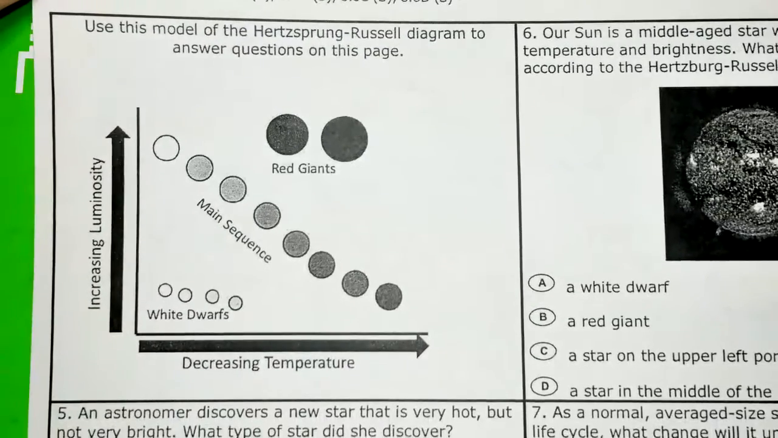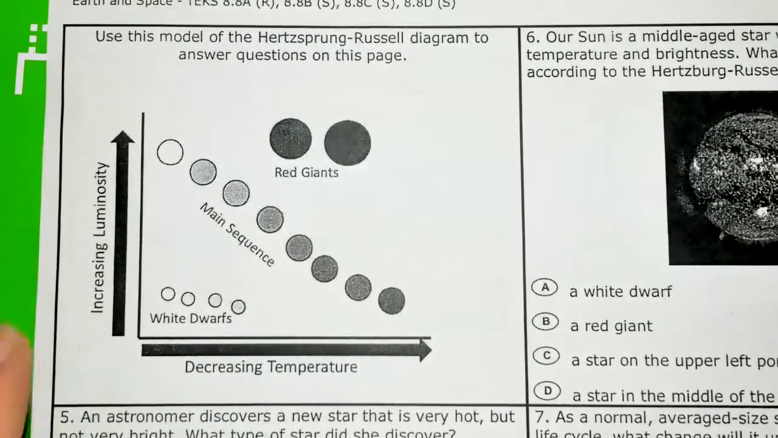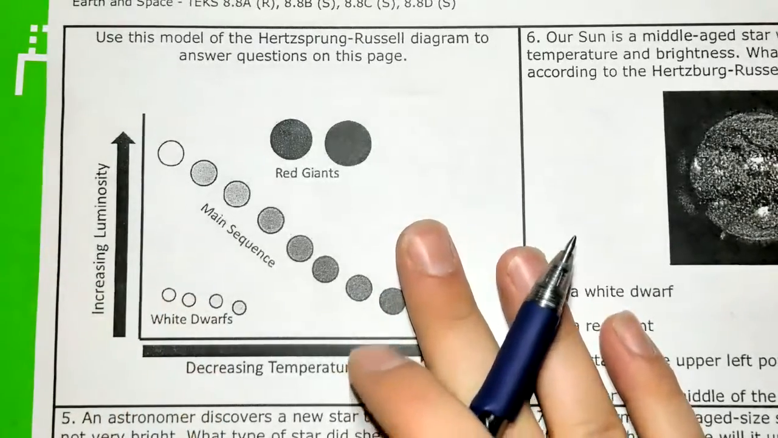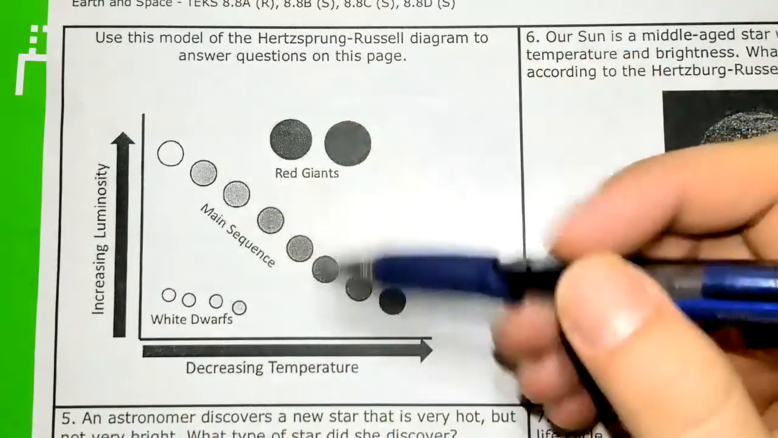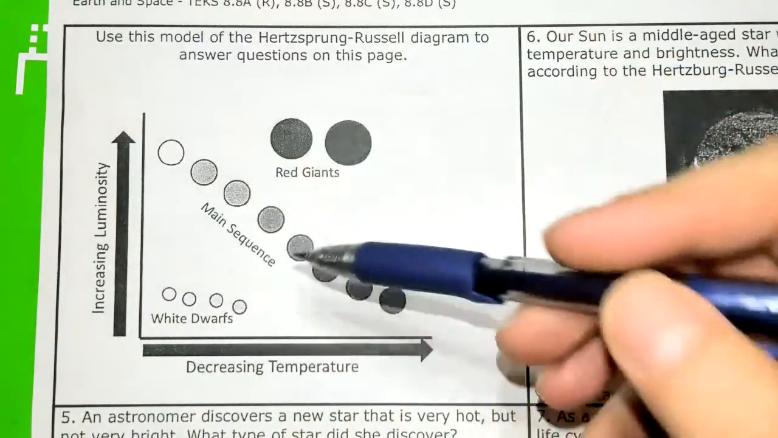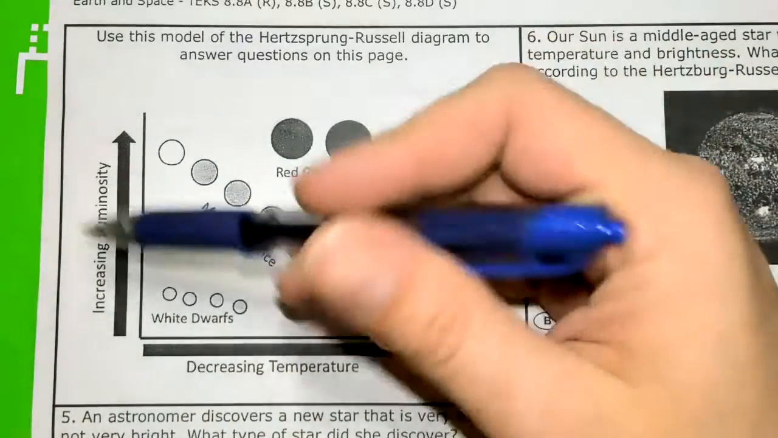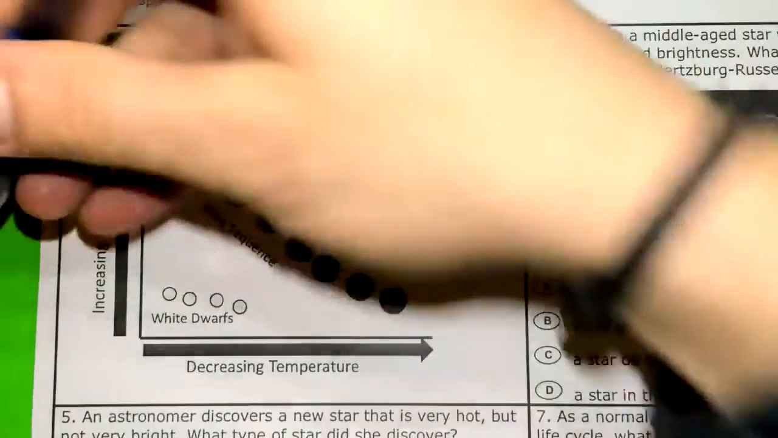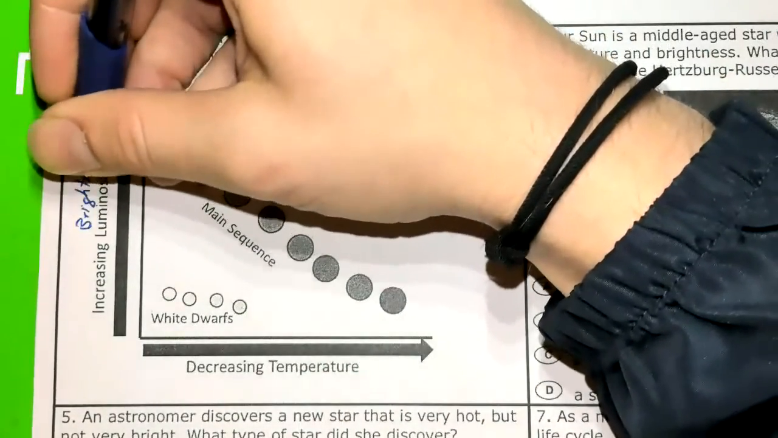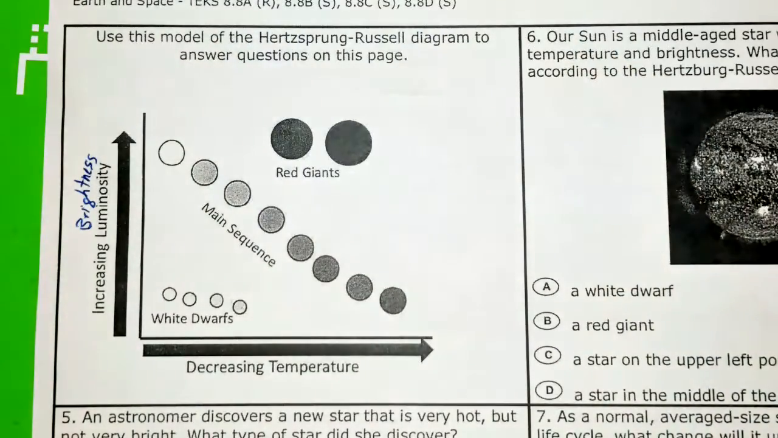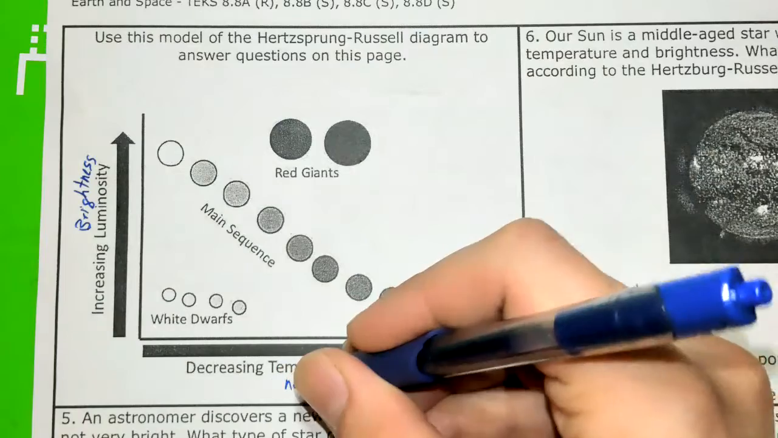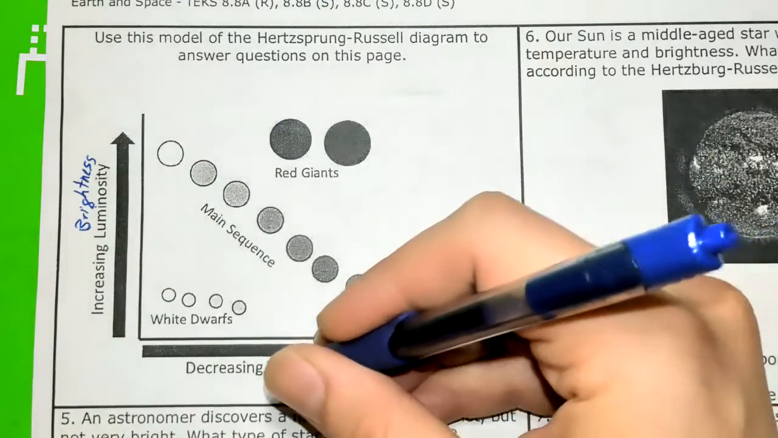All right, for number 5, 6, and 7, it wants us to use this diagram. So we're going to break it down real quick, okay? Now, all it is is a Hertzsprung-Russell diagram, and it's showing you our different stars, all right? So we have red giants up here, main sequence, and white dwarfs down here. On the left side, you increase luminosity, all right? Luminosity is just brightness, guys. How bright you are, okay? Luminosity. And then temperature is obviously hot or cold, okay? Just in case, right? It's hot or cold.